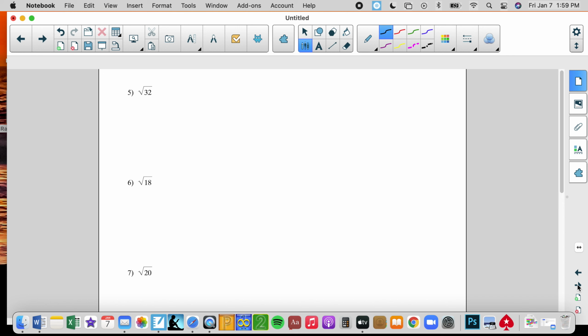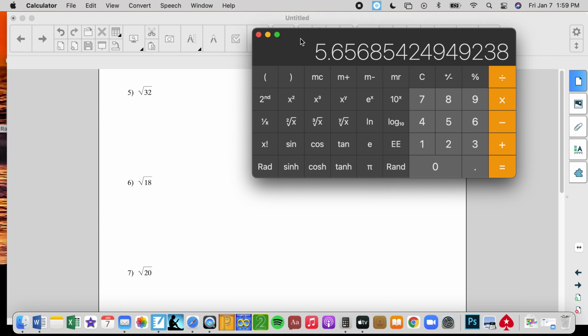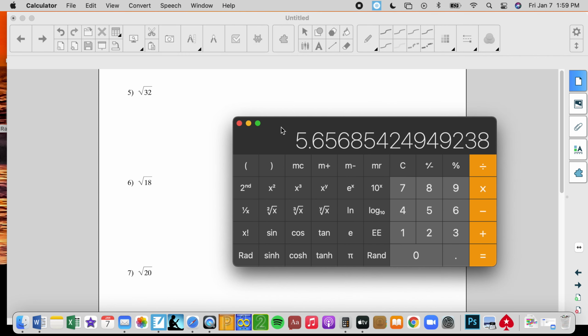So when we get to rad 32, if we can't remember whether it's a perfect square, we hit 32 and hit the square root, and we get this irrational number: 5.6568542494923, and it keeps on going. It looks like it stops there, but numbers continue to go past that. This is called an irrational number because it does not repeat and it never ends.